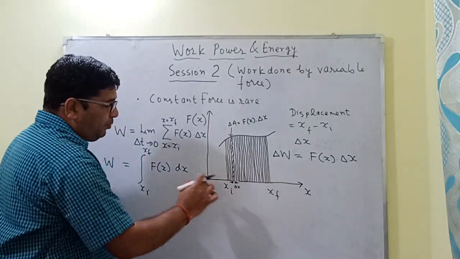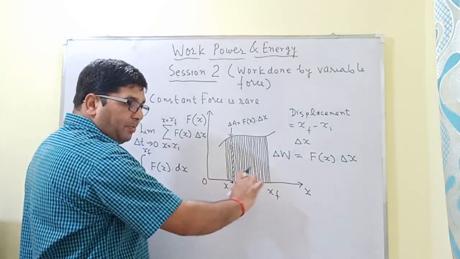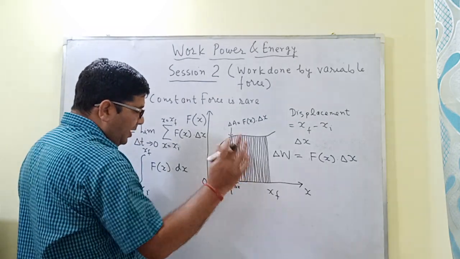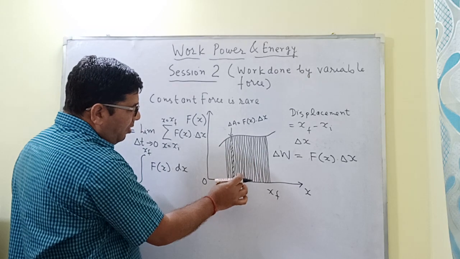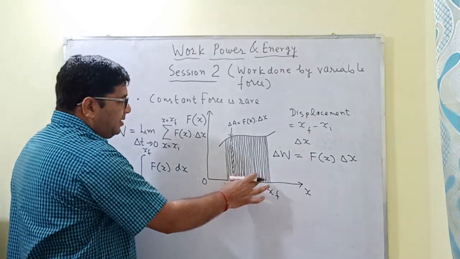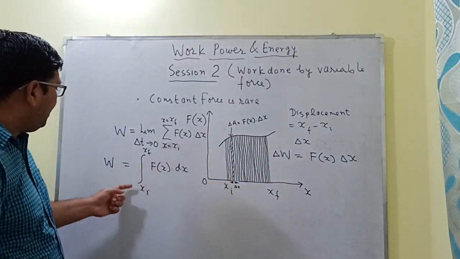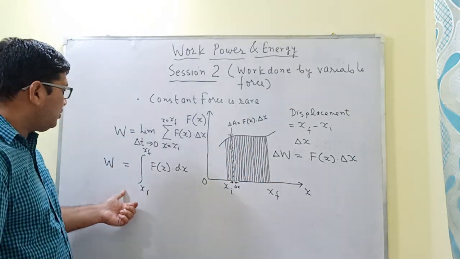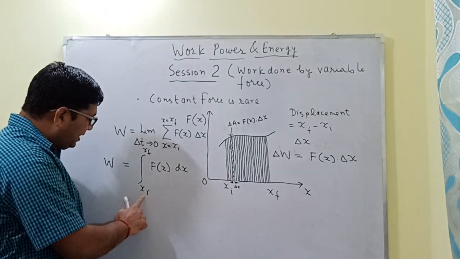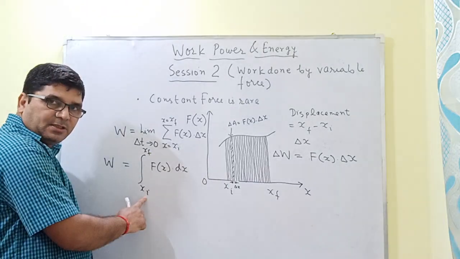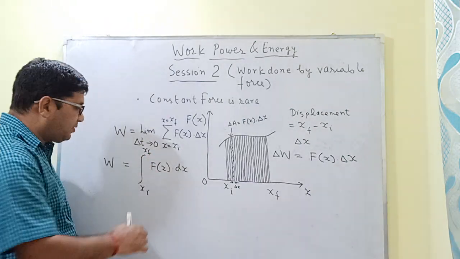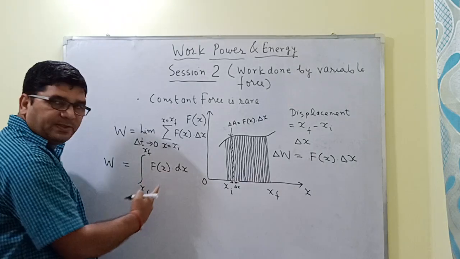And if I just sum up all these, if I sum up the work done by all these small displacements, then what will happen is that I will get the total work done, and that total work done can be written in the form of a definite integral, that is, this is xi, the initial position of the object, xf is the final position of the object, and this is equal to ∫ f(x) dx.